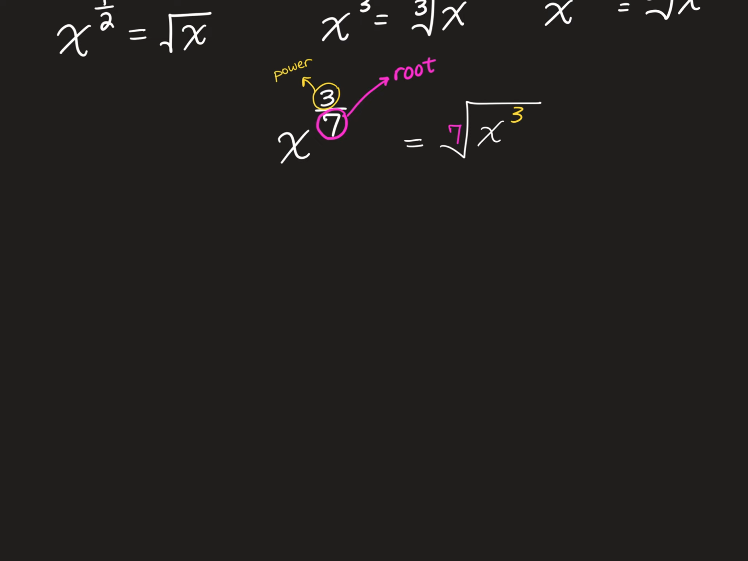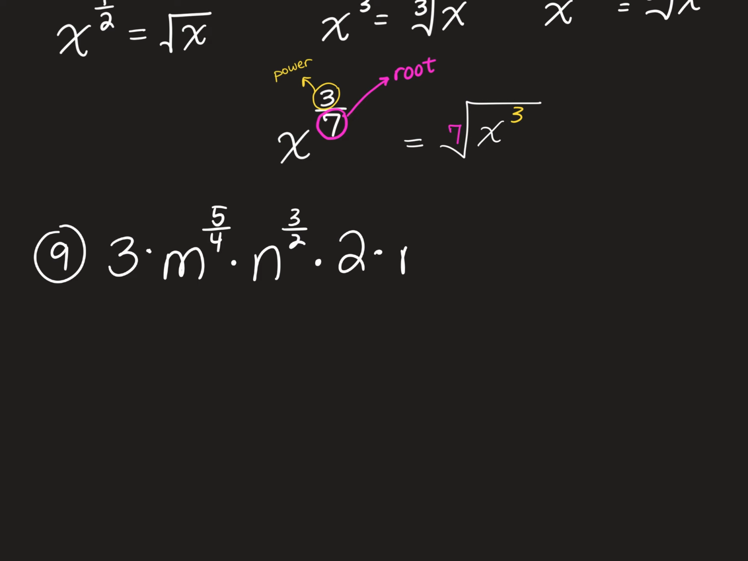So let's just start with number 9. So 9 has 3 times m to the 5/4 power. And it doesn't have the multiplication symbol between everything, but I'm going to go ahead and write it between everything. You don't have to, but it is important to understand that this is just one big multiplication problem.